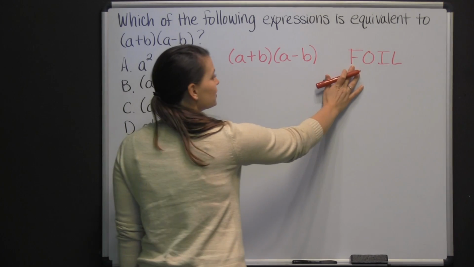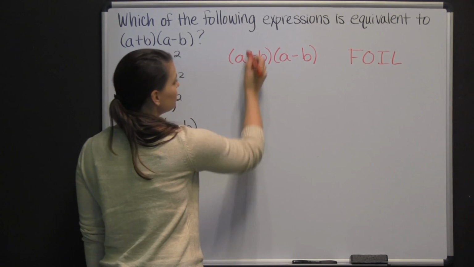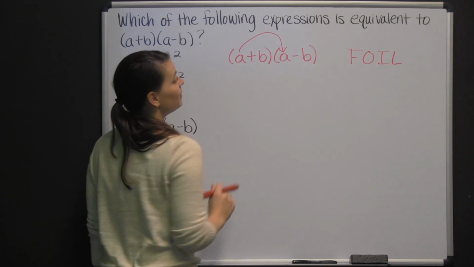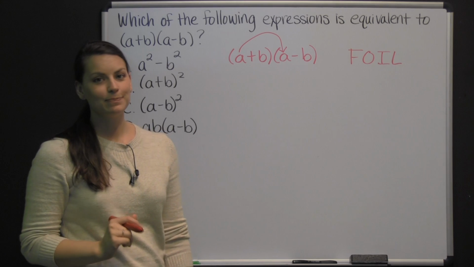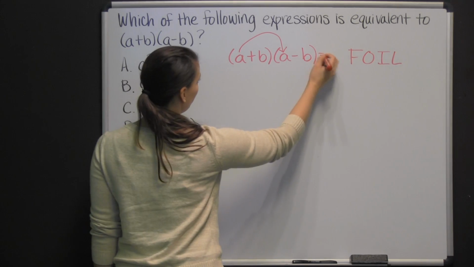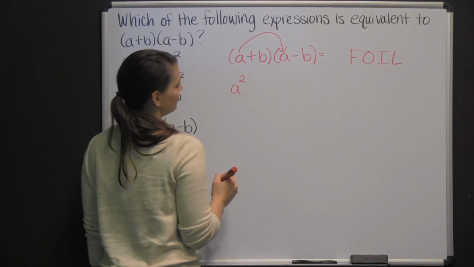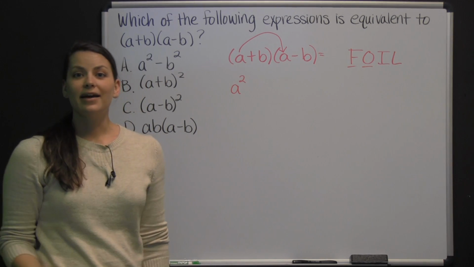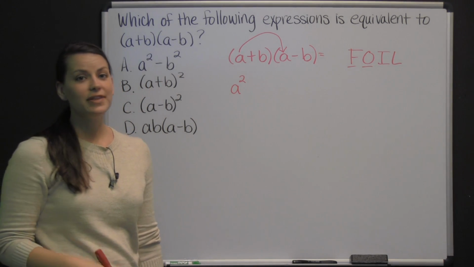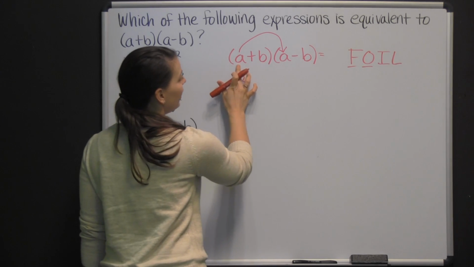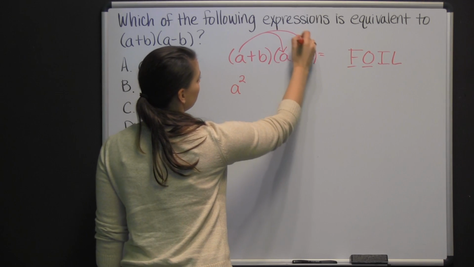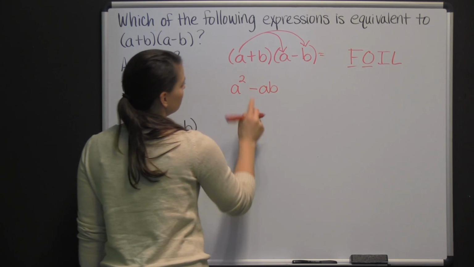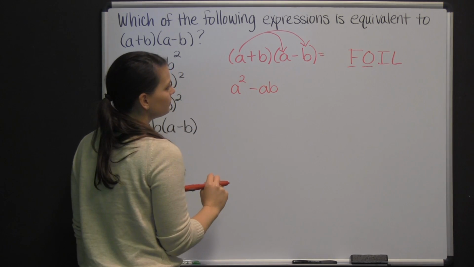The F in FOIL stands for first. So that's where you multiply the first term in the first set of parentheses times the first term in the second set of parentheses. So A times A, which is A squared. Then the O stands for outer or outside. So that's when you multiply the 2 terms on the outside. That'd be this A and this negative B. So A times negative B would be negative AB, since one's positive and one's negative.